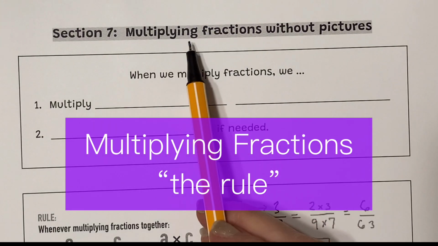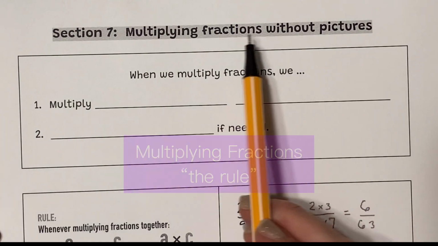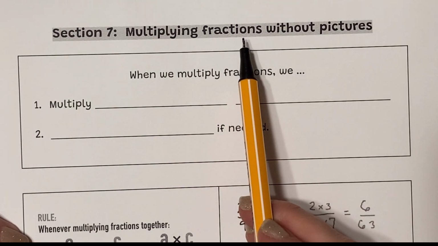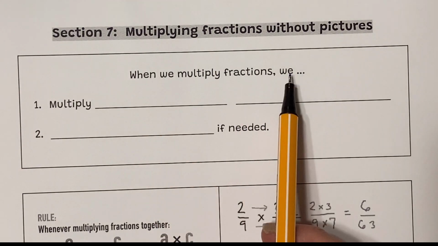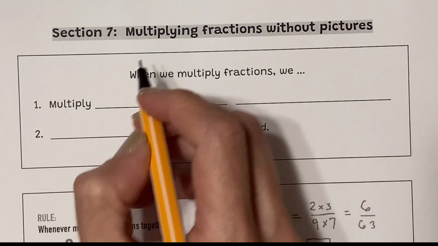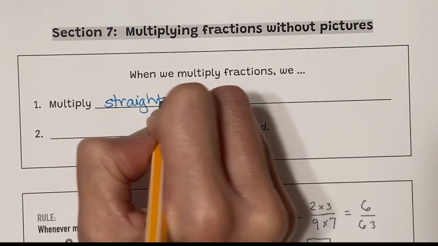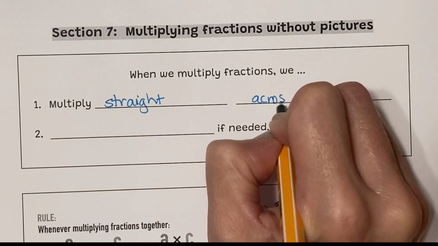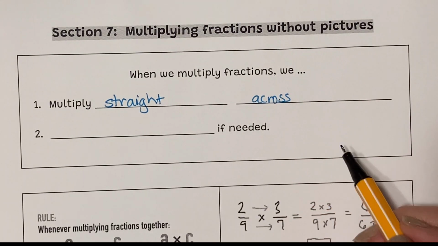Section 7, multiplying fractions without doing pictures. Now these are going to be any fractions, not just unit fractions. And here are our two steps. When we multiply fractions, we multiply straight across. That means we multiply our numerator by our numerator and our denominator by our denominator.